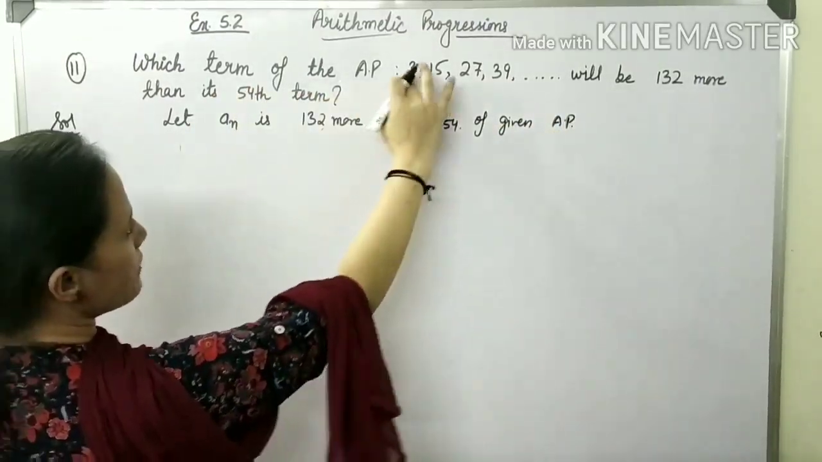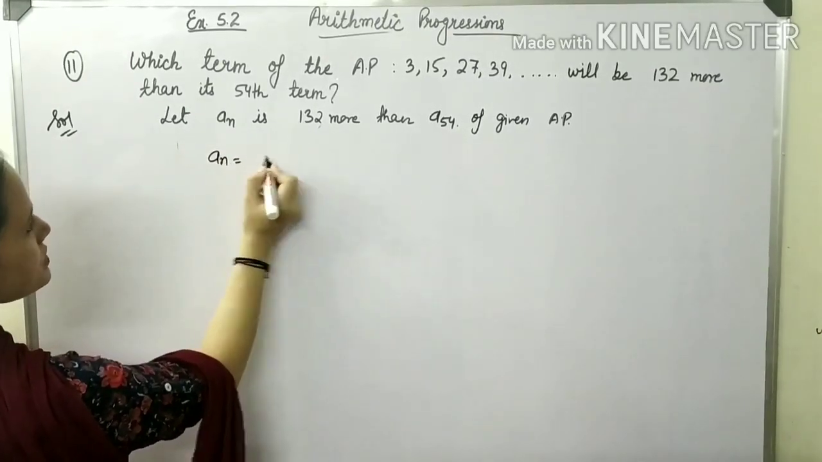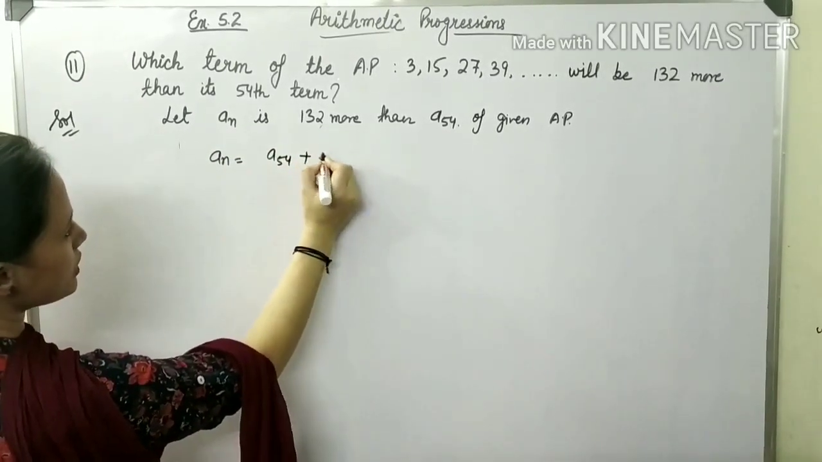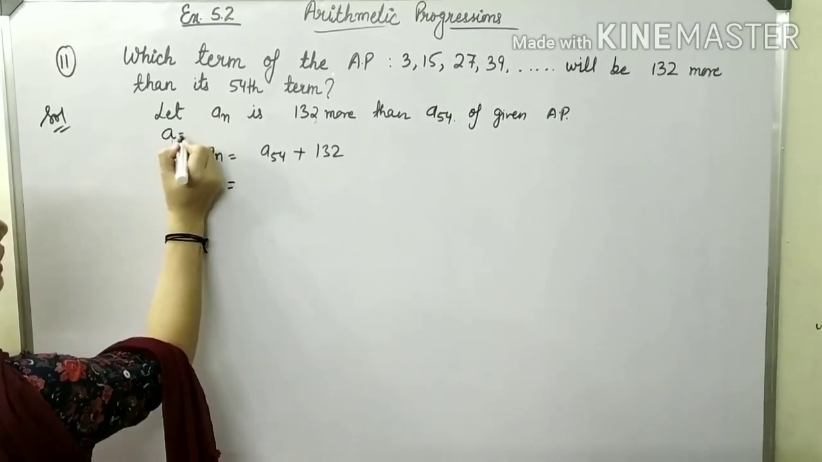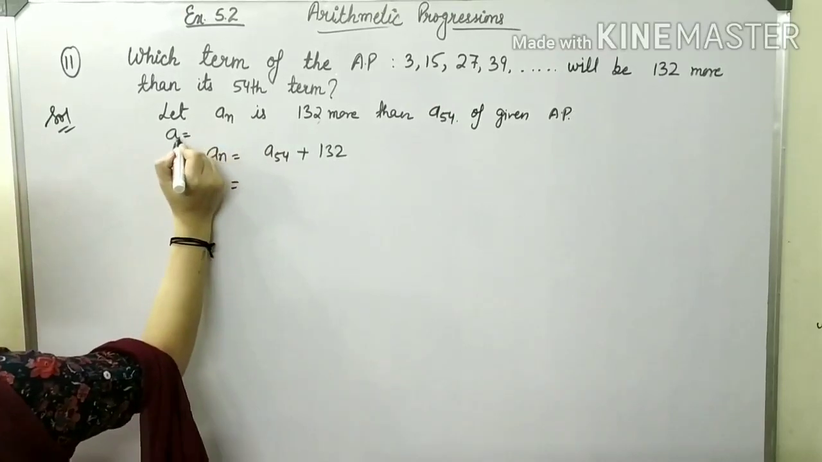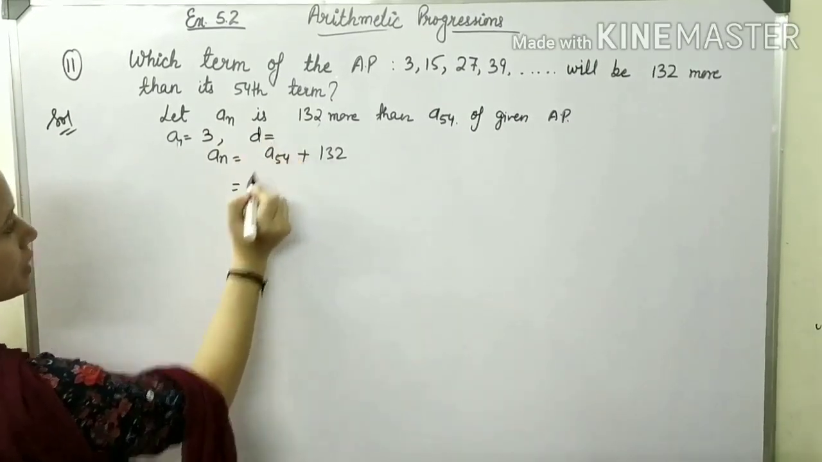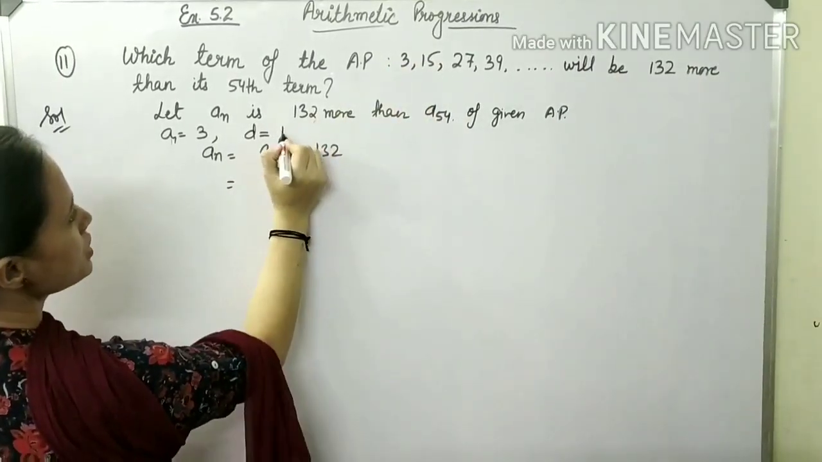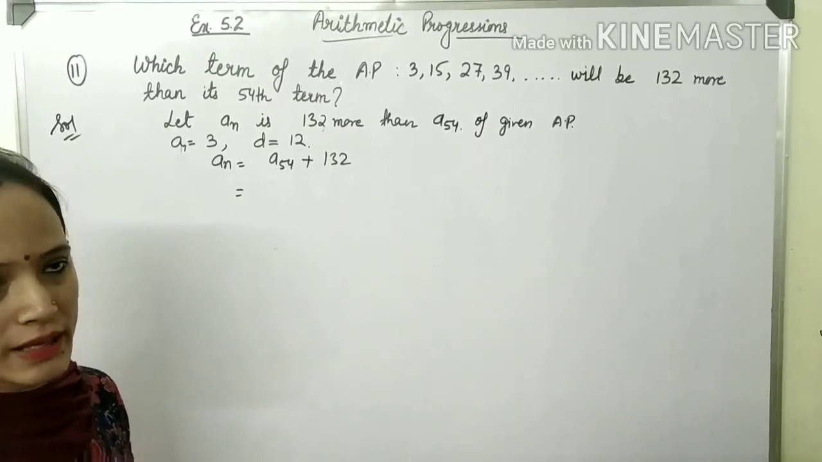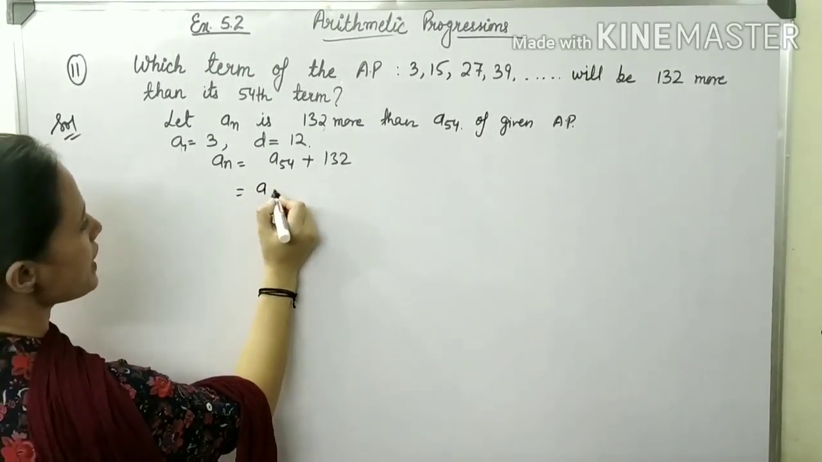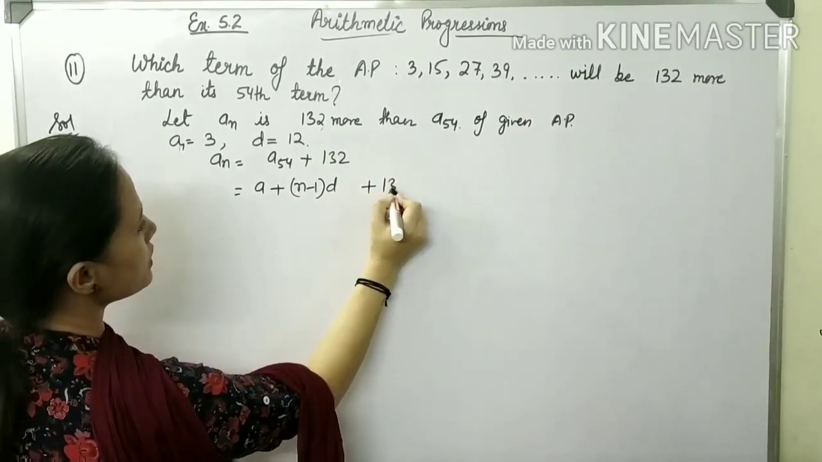You can first write the AP in the beginning. So an, we have assumed that it is 132 more than the 54th term. So what is A over here? From the given AP we can write the first term, that is A1, or simple A, this is 3. What is D? That is common difference, 15 minus 3, 12. And now we'll just use the formula of nth term. A54 can be written as A plus n minus 1 D plus 132.